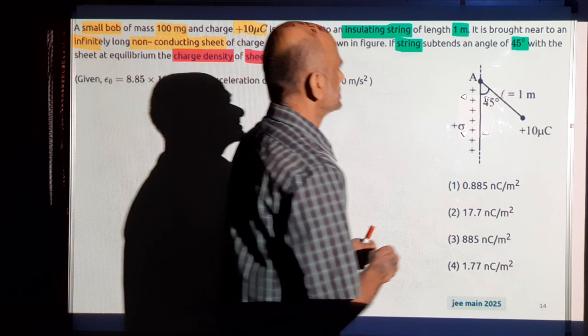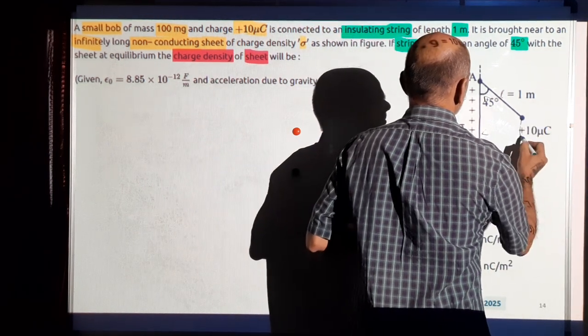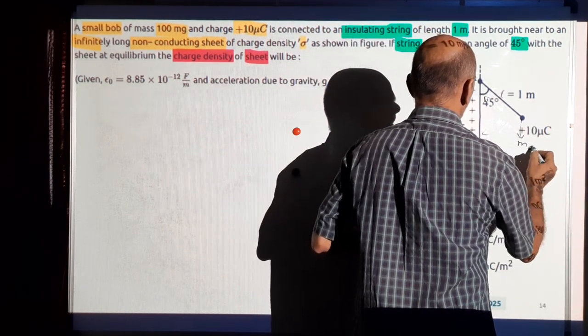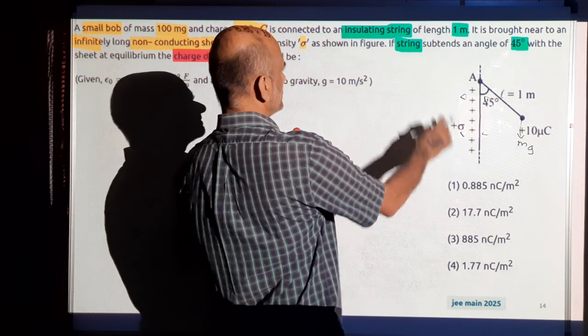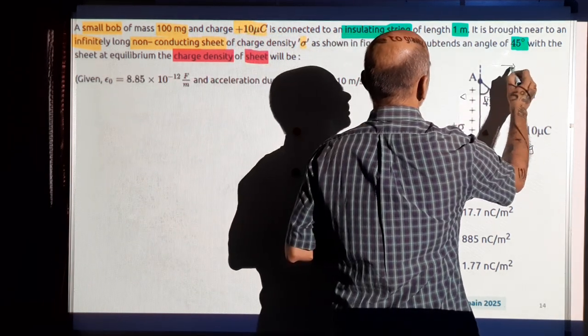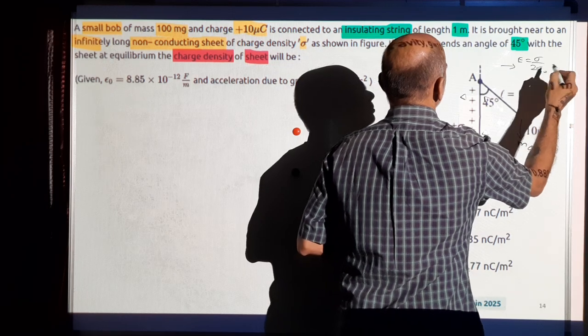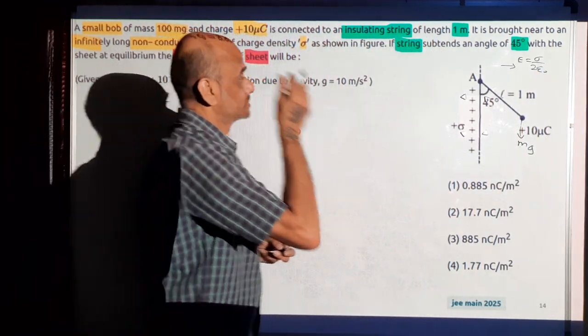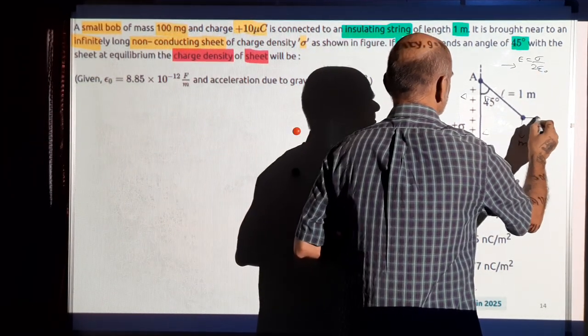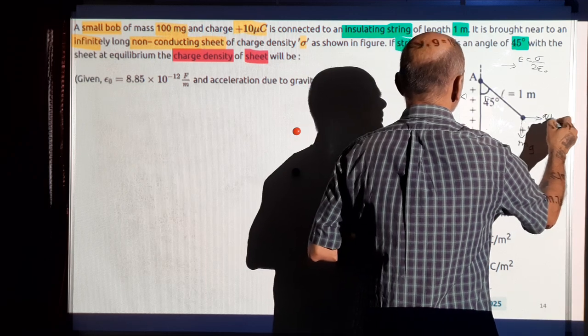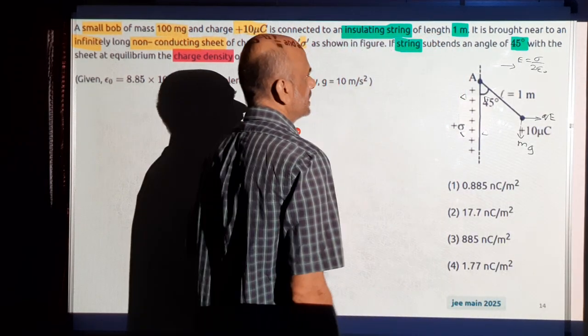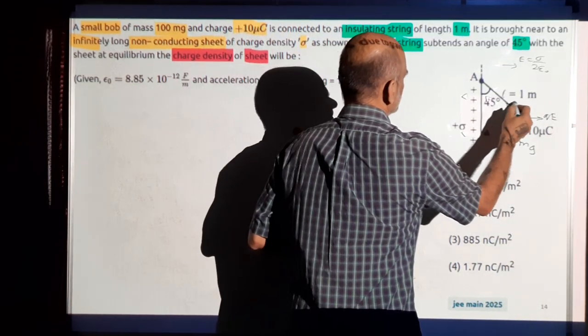The forces acting on this charge are its weight mg, and because of this infinite sheet, the electric field everywhere is uniform, and the uniform electric field is sigma by 2 epsilon naught. Because of that, there will be a force on this positive charge in the direction of the electric field, of value qE, and there is a tension of the string.